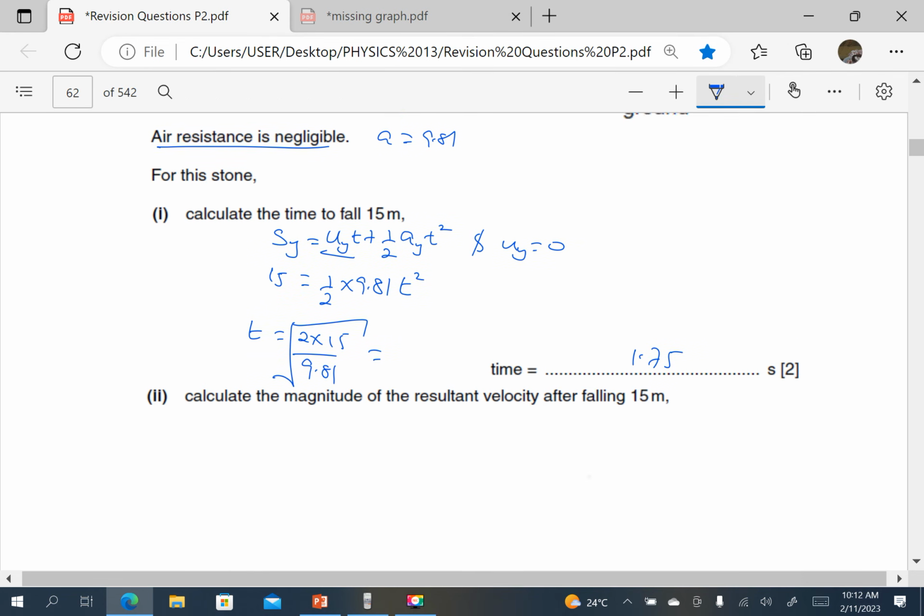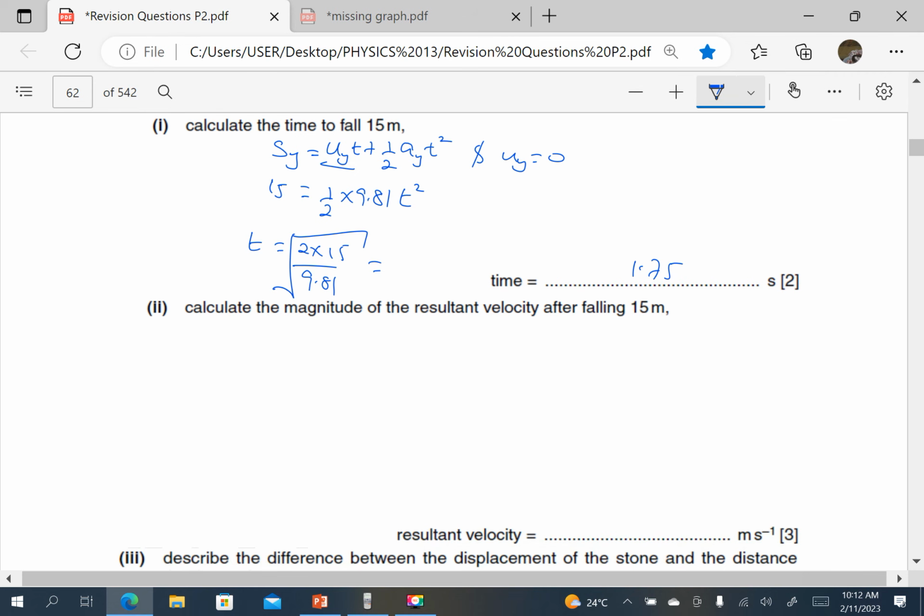Calculate the magnitude of the resultant velocity after falling 15 meters. The velocity in the horizontal does not change. It remains constant at 20 meters per second because there is no resultant force in the horizontal. But the velocity in the vertical changes because there is an acceleration in the vertical. Since I have the time, I could even use v equals u plus at, but let me use v squared equals u squared plus 2as, using the vertical.